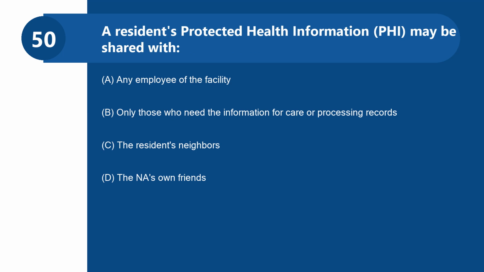Question 50. A resident's protected health information, PHI, may be shared with option A, any employee of the facility. Option B, only those who need the information for care or processing records. Option C, the resident's neighbors. Option D, the NA's own friends. The correct answer is option B, only those who need the information for care or processing records.